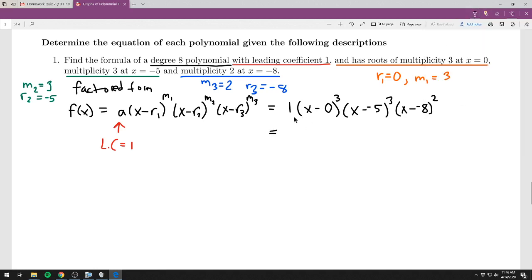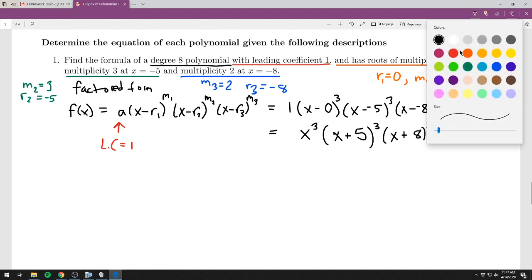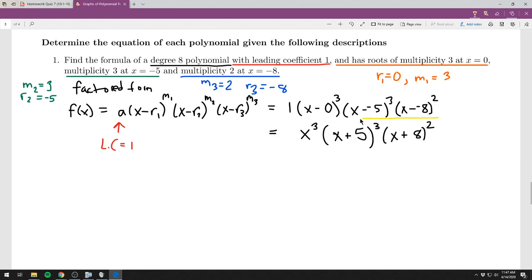And now what you want to do from here, we don't really need to write this 1 because 1 multiplying stuff doesn't change anything. You can get rid of that. But just kind of clean the rest of this up. x minus 0 is just x. We can write x cubed. And x minus -5, double negative gives us a plus. We got x plus 5 cubed. Same thing here. Double negative gives us a plus. But we have our formula here. The only thing that is left is x, our variable. So this means we are done.